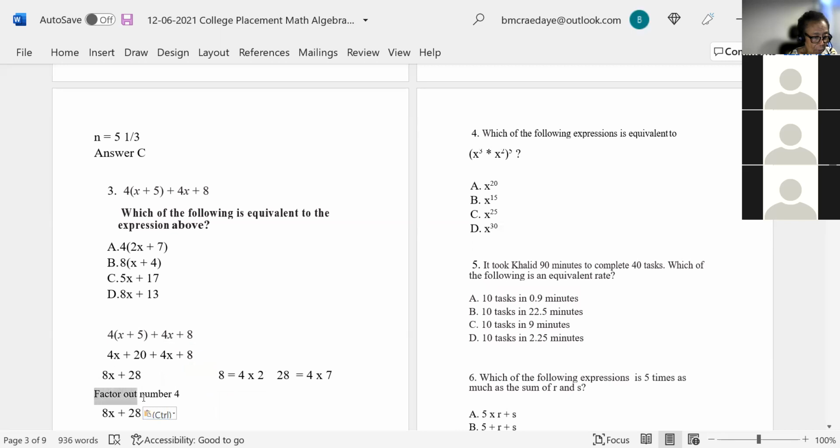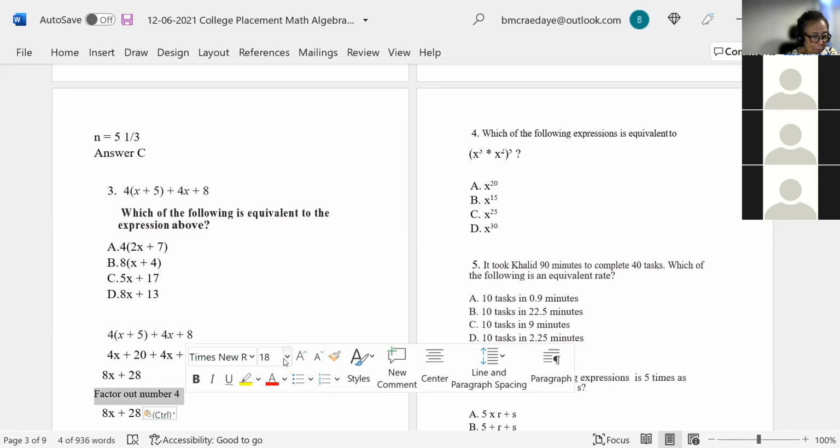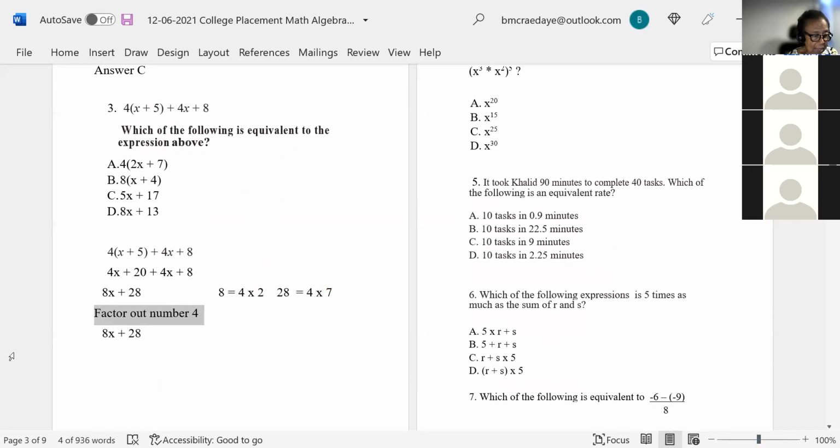Let me make this bigger. Now 4 into 8 goes 2 times, right? And 4 into 28 goes 7 times. So if I take this and factor out the 4, I'll have what? 2x, and factoring the 4 out of the 28, I'll have plus 7. And that matches answer A.